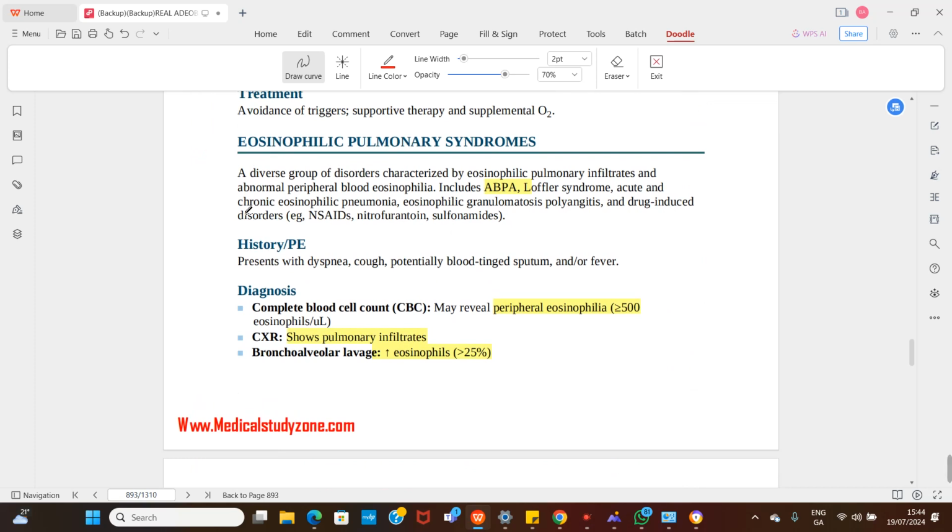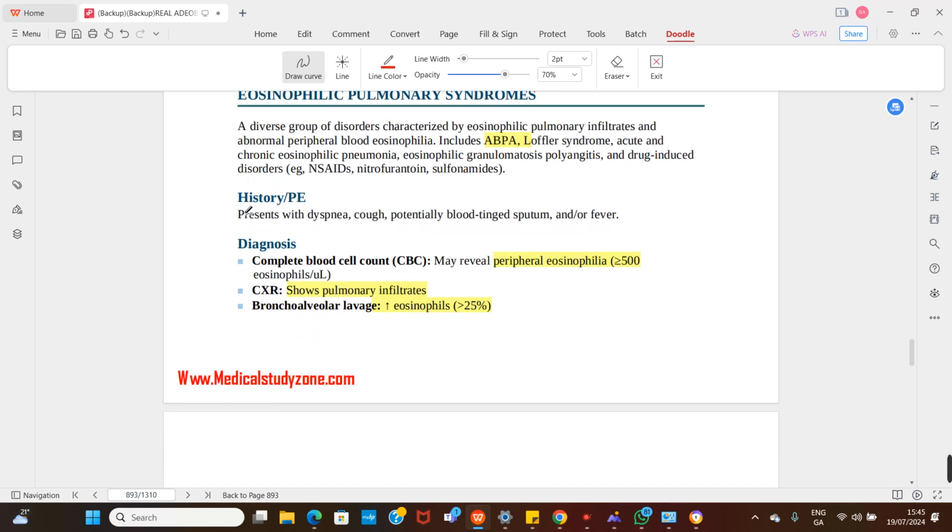Moving on to the eosinophilic pulmonary syndromes. This is just talking about a constellation of conditions that can cause eosinophilia, right? Elevated eosinophils in the blood. And the one that we are going to be talking about is ABPA. What is common to them? They can have dyspnea, cough, hemoptysis, fever. And if you do your complete blood count, in fact, that's part of how you are going to make your diagnosis, you see that the person is going to have peripheral eosinophilia, with counts greater than 500. If you do their chest X-ray, you are going to see pulmonary infiltrates.